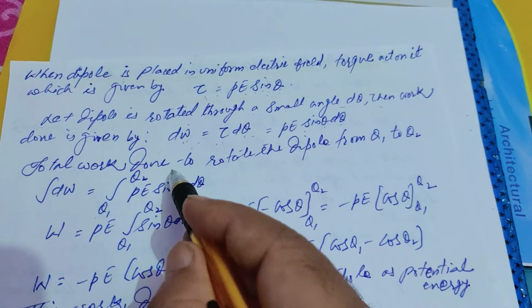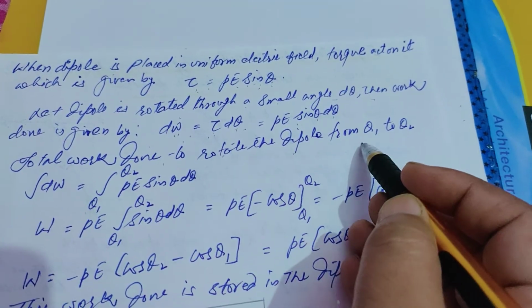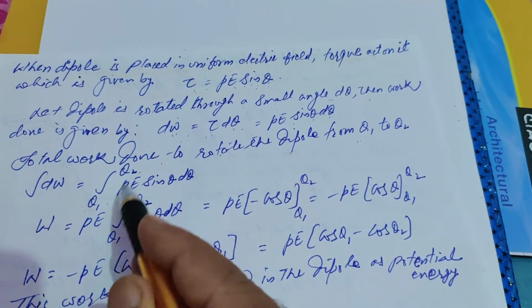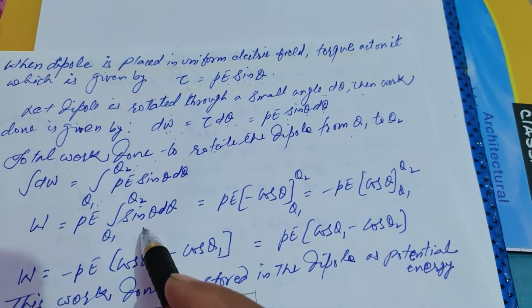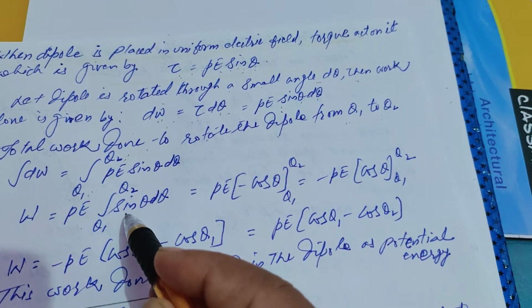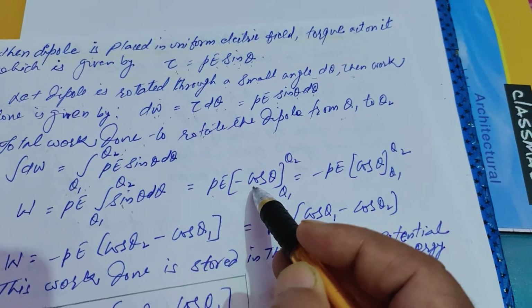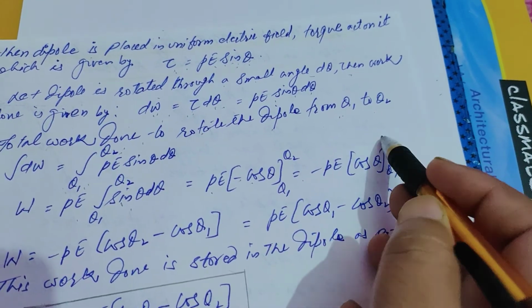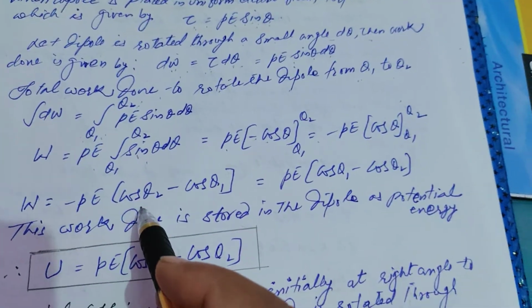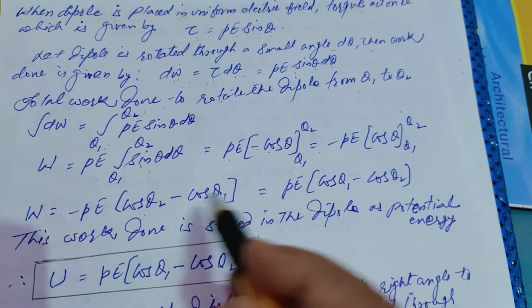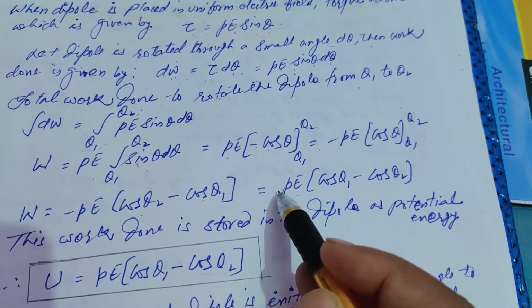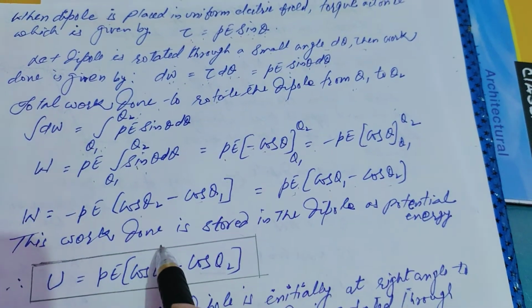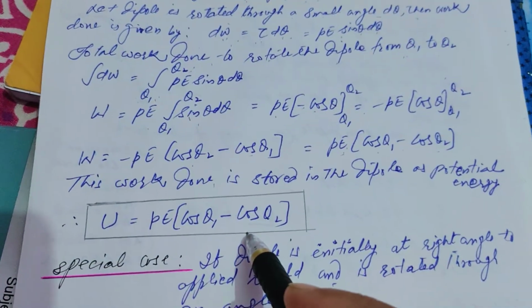In order to calculate total work done to rotate the dipole from some position theta 1 to theta 2, you just integrate it from theta 1 to theta 2. So p and E are taken outside, sine theta is there, integration of sine theta is minus cos theta, minus is taken outside, so cos theta from theta 1 to theta 2, upper limit minus lower limit, bring the negative sign inside the bracket, it is pE (cos theta 1 minus cos theta 2), and this work done is stored in the dipole as its potential energy.